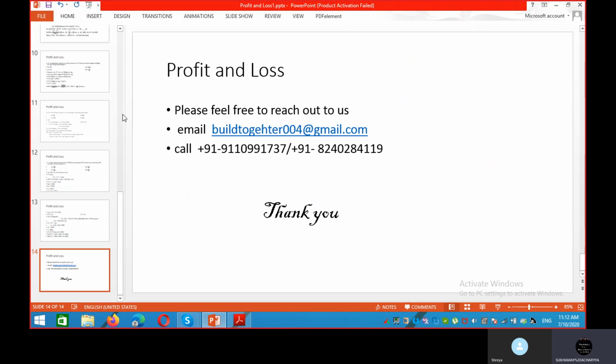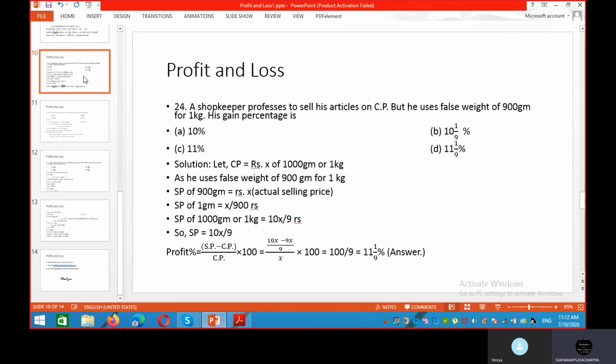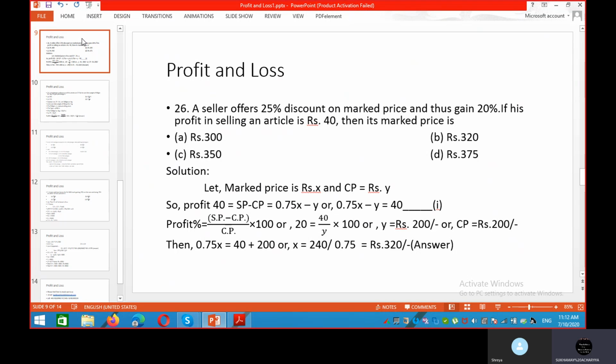Okay, so today we will discuss some problems also. A seller offers a 25% discount on mark price and thus gains 20%. If his profit in selling an article is rupees 40, then its mark price is how much? Option A rupees 300, option B rupees 320, option C rupees 350, option D rupees 375.